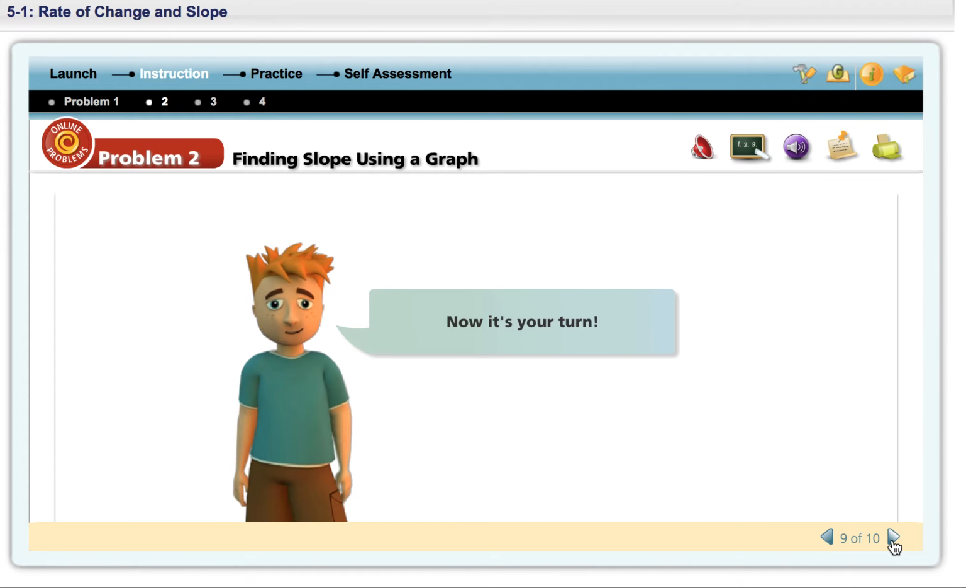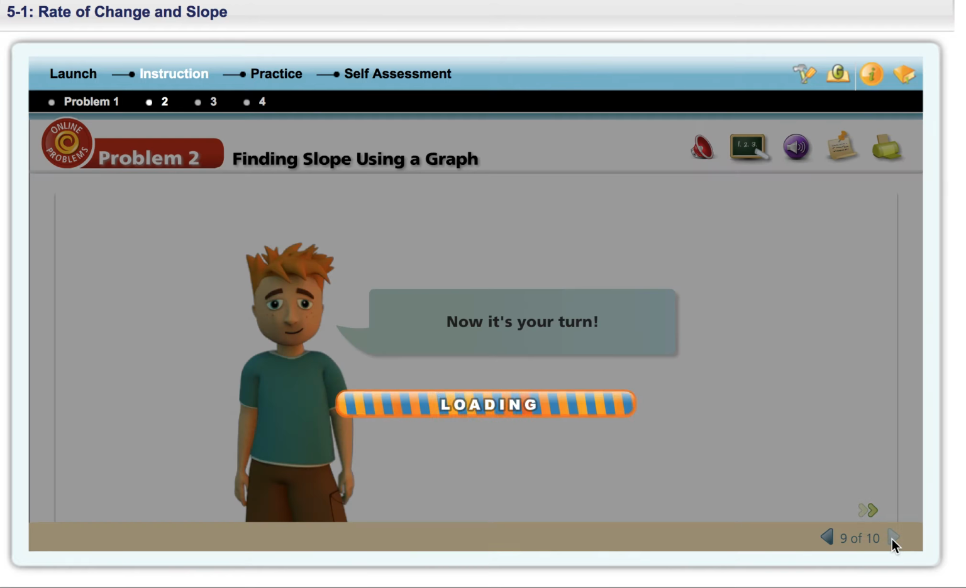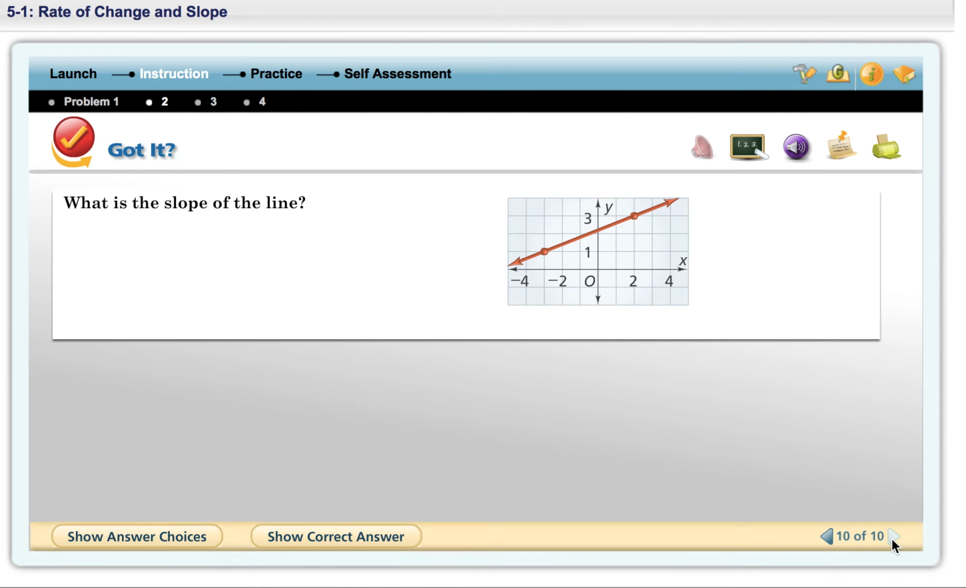Now it's your turn. This is a great time to try out what we just did here. Find your 2 points. They've given them to you. Make sure you know the ordered pair for them, like the location, and then you can figure out how much you're going up divided by how much you're going over. So probably a good time to pause, give it a shot, and then come back and see what you get.